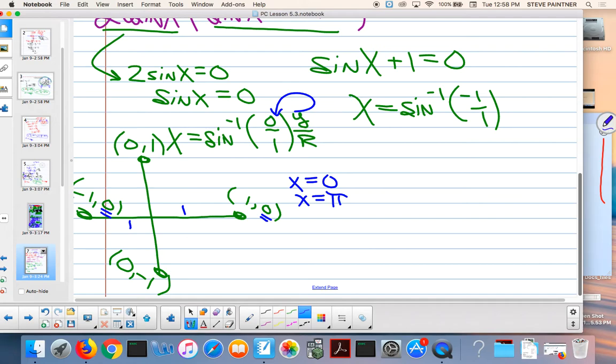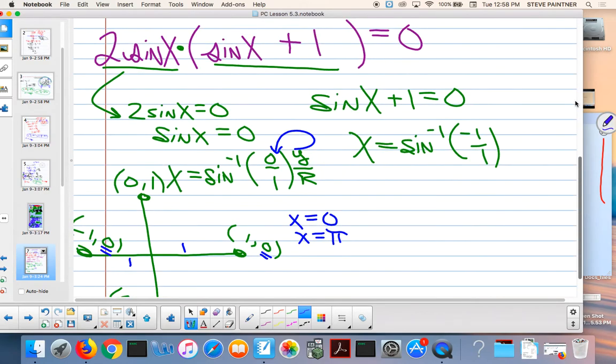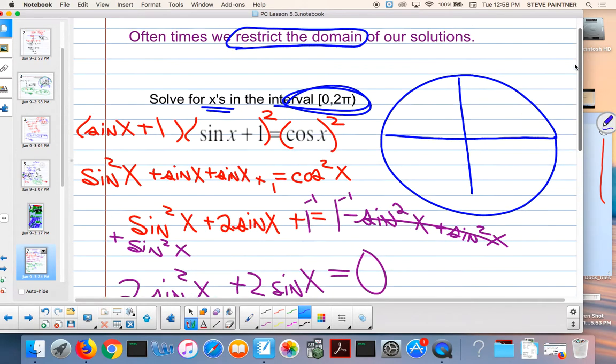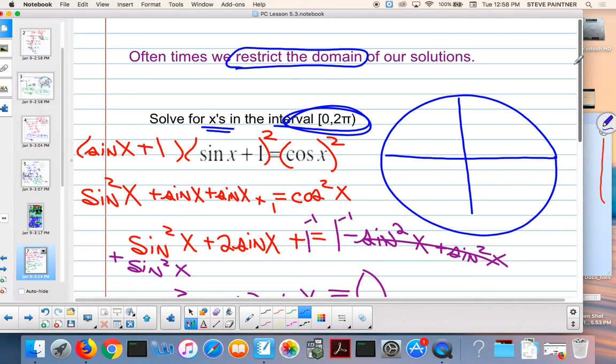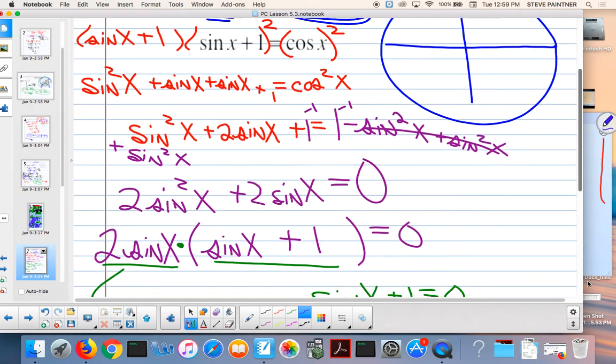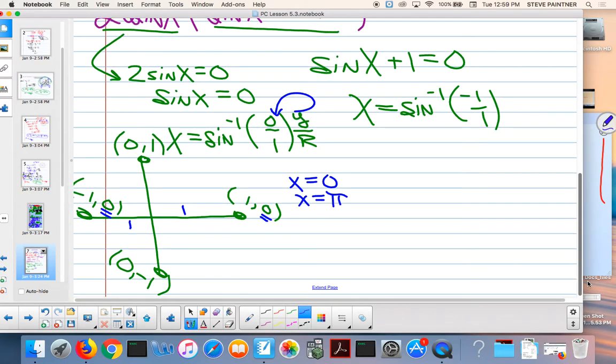I knew you were going to say that, but here's the deal. They did restrict you guys to what? They restricted you to 0 to 2 pi. See, from 0 to 2 pi, you can give me all your answers. 0, 2 pi, oh, sorry, it was 0 and pi. But then there's another one. It would be what? 2 pi.